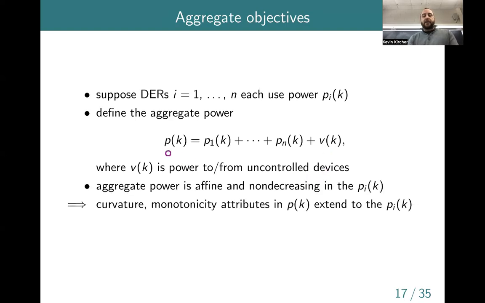So the aggregate power is affine and non-decreasing in each of the P_i. It's just the sum of a bunch of individual powers. And so any of the curvature or the monotonicity attributes that we've talked about applying to the function of P extend directly, and apply in the same way to each of the individual P_i powers.